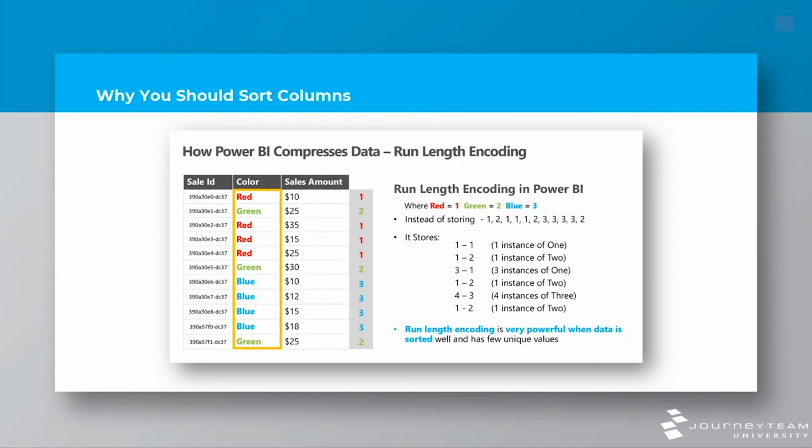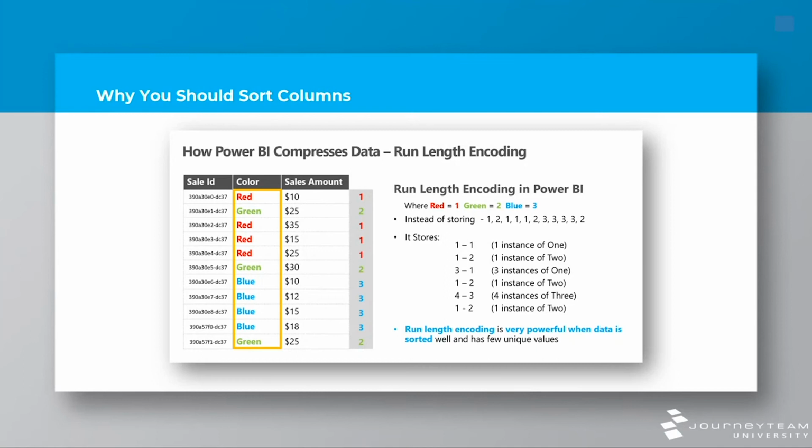The concept is here, the way that it's stored, you see here on the right. Instead of storing 1, 2, 1, 1, 1, 2, 3, 3, 3, 2, it goes 1, 1, then 2, 3, 1 because there's 3 in a row there, then 1, 2, and then 4, 3 because there's 4 3s in a row. So essentially it's compressing, if you will, right? Instead of thinking row by row, if there's several rows of the same value in a row, it'll compress that into just a little thing to remember.